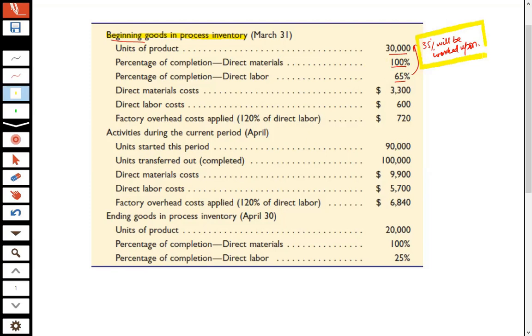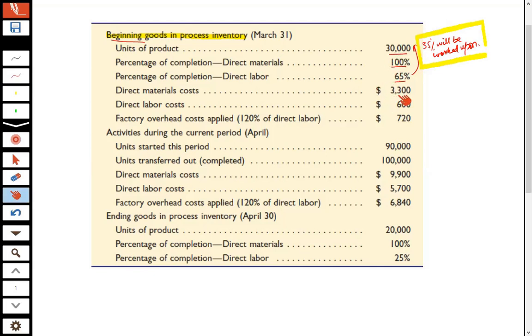If we have the beginning inventories, then we have to see how much work is done and how much work needs to be done. Understand? Clear? Yes. Okay. Now what happens next is that these units carry some cost as well.